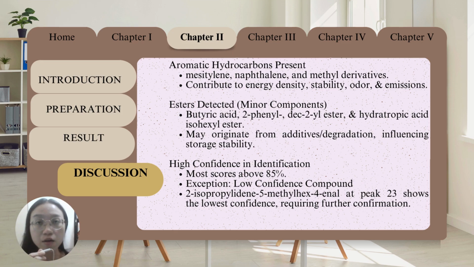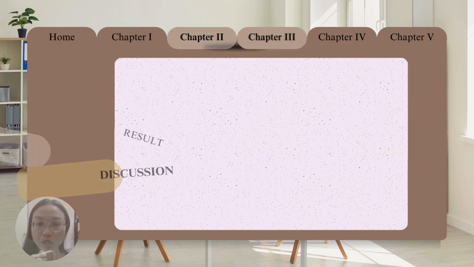Next is about high confidence in the identifications, whereby mostly they have scores above 85%. The exceptions are the low confidence compounds, such as 2-isopropyl-5-methyl-hexen-4-ol at peak 23, which shows the lowest confidence, which then requires further confirmation.